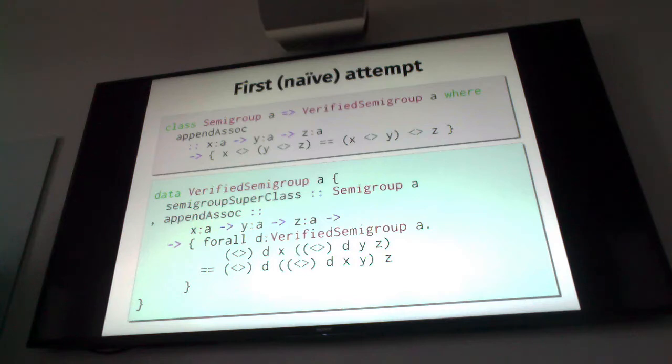And Haskell, or rather Liquid Haskell, doesn't really have a convenient way of talking about this at the moment. All right, thanks.